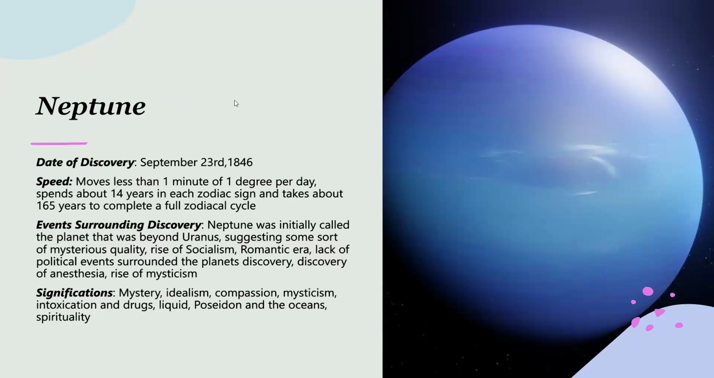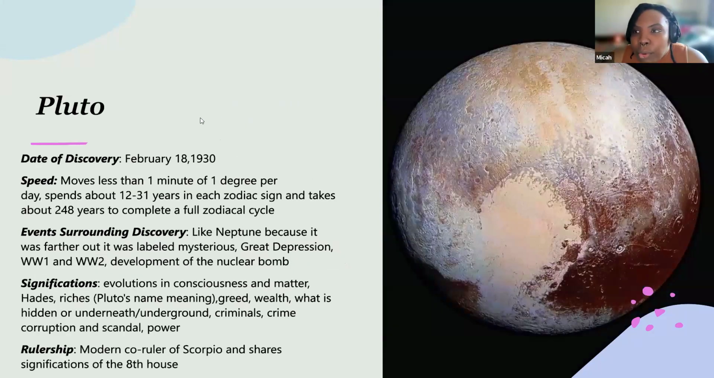Just one, what is the co-ruler? Sorry, I missed it. You're okay. So it is the modern co-ruler of Pisces. Okay, thank you. Yeah, no problem. And then the traditional ruler of Pisces is going to be Jupiter. And then for Uranus, the traditional ruler of Aquarius would be Saturn.